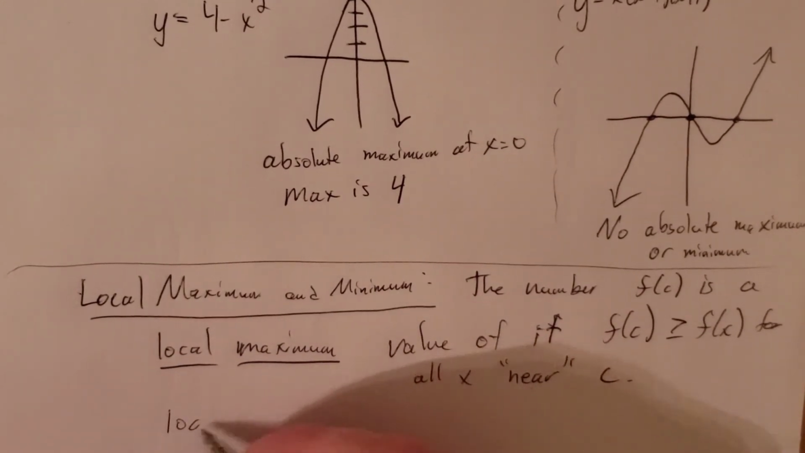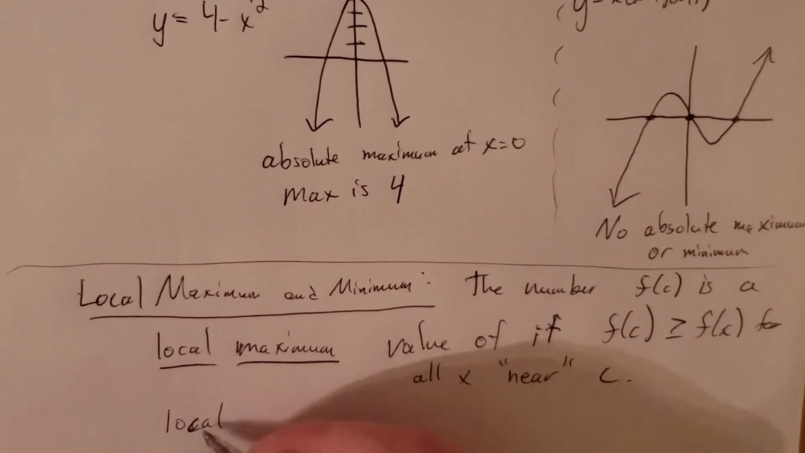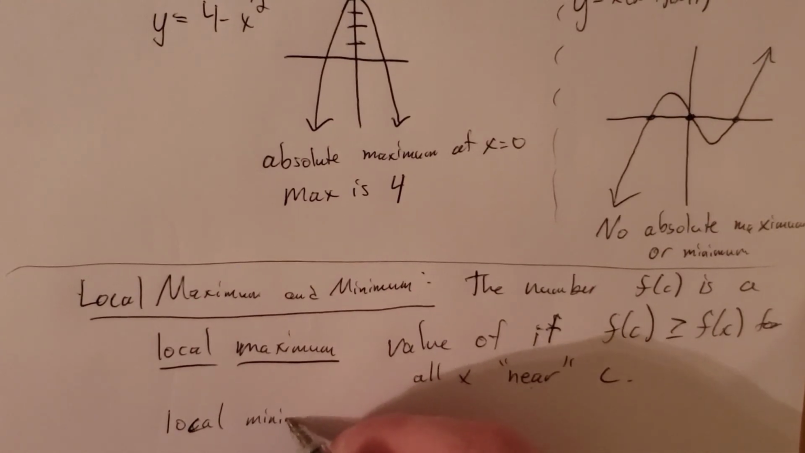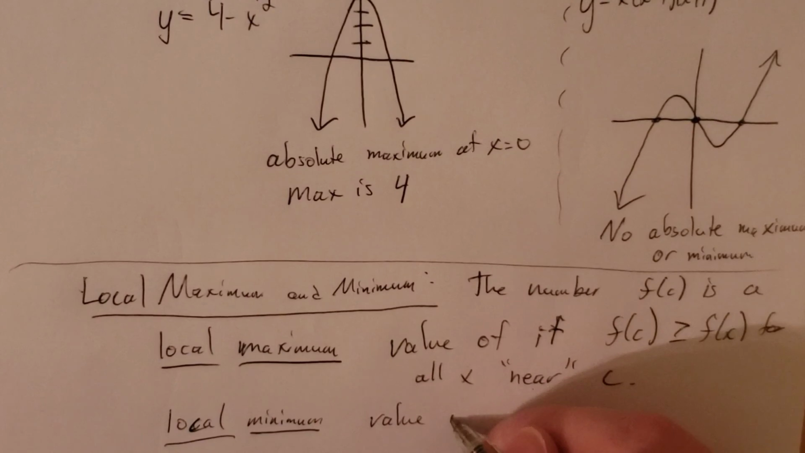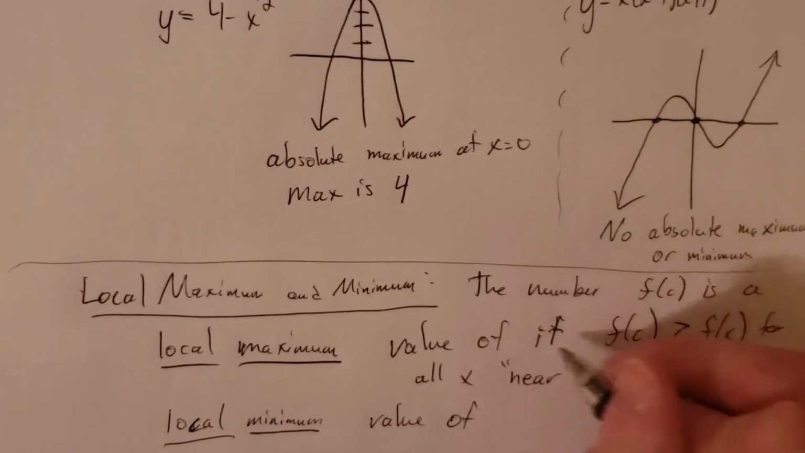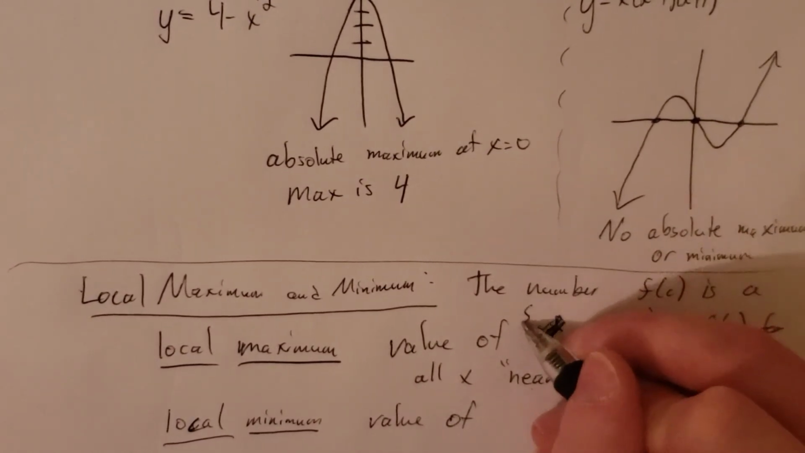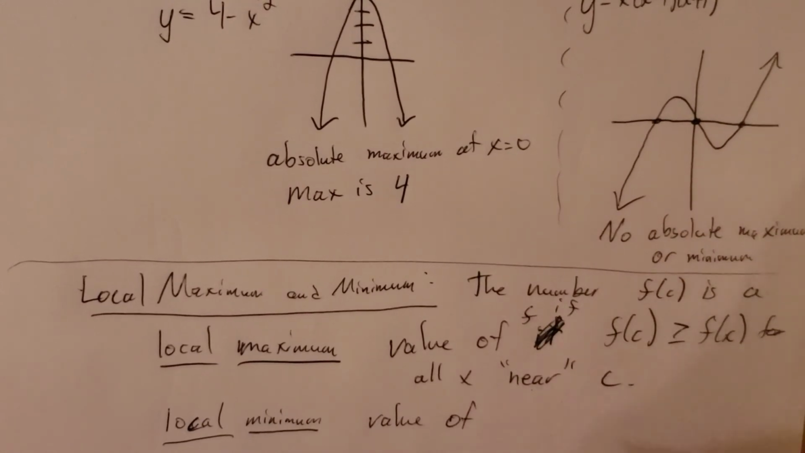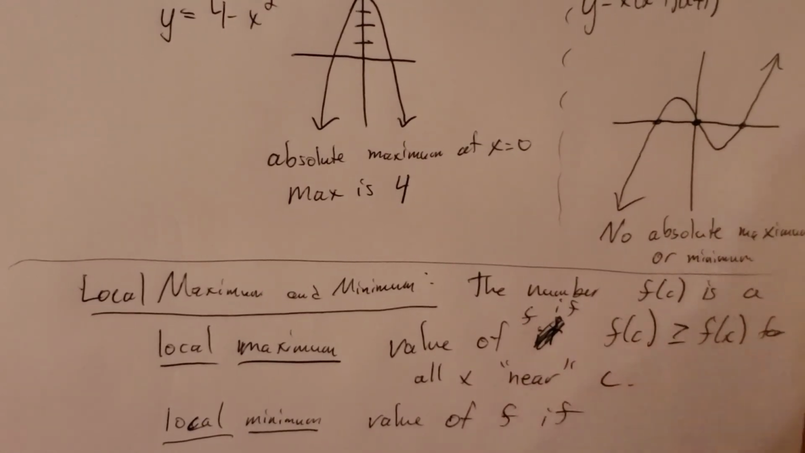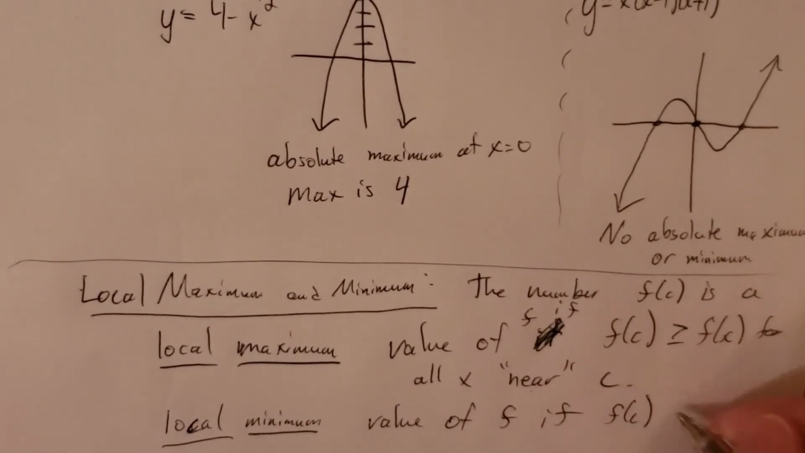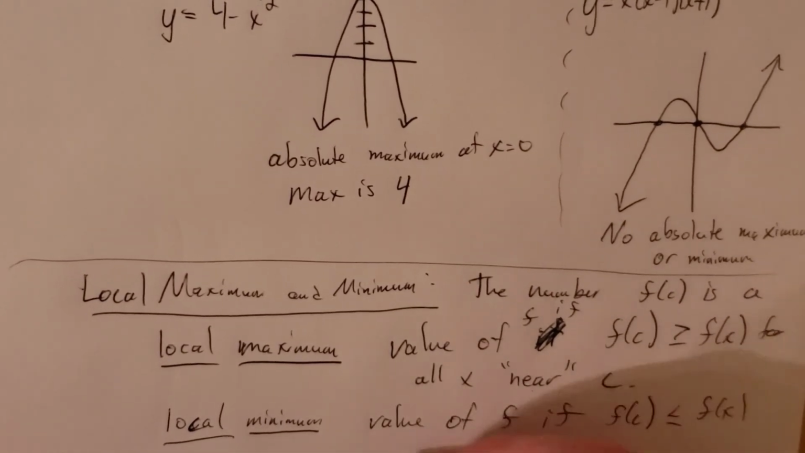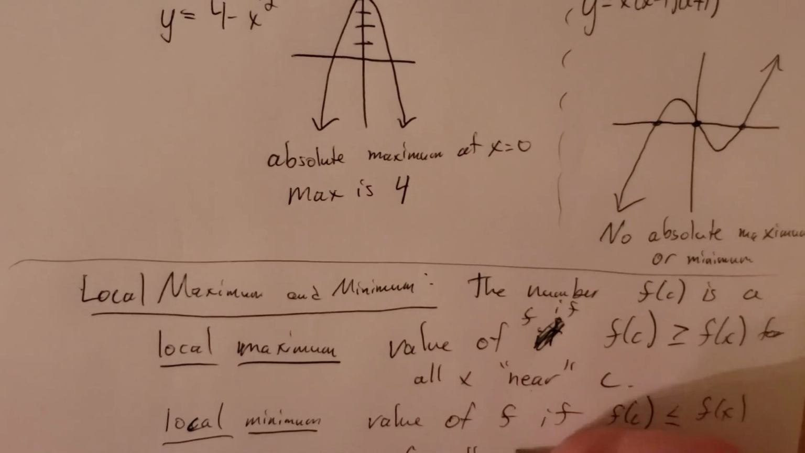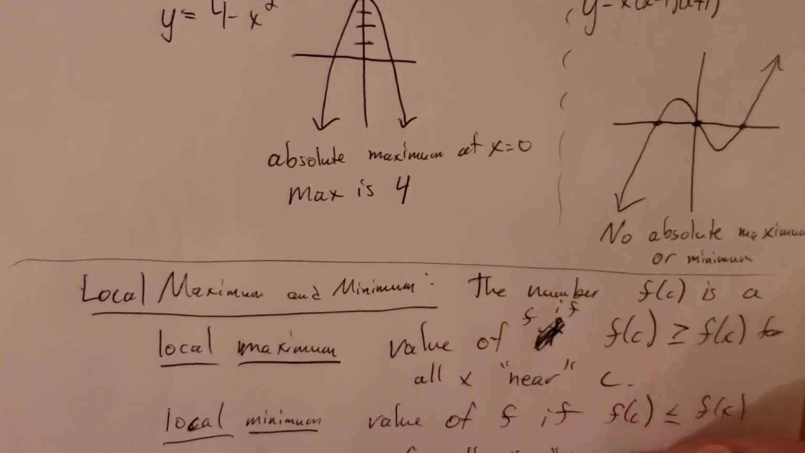And similarly, we can have the definition for a local minimum of f, if, and here, of course, f of c needs to be equal or less than f of x for all x near c.